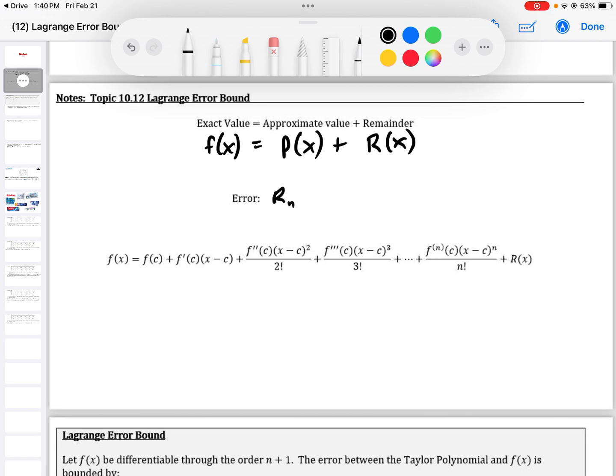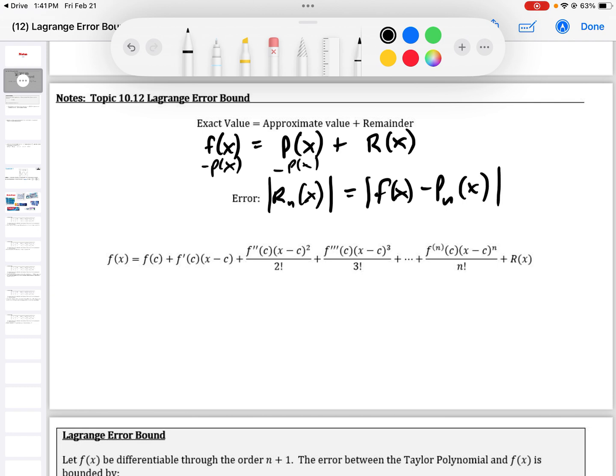So the error, if I solve this for r sub n of x, if I subtract p of x from both sides, is going to be the absolute difference of the original function and the Taylor polynomial of nth degree. The remainder is just the difference between the actual function and the approximation. So I'm going to write a little note. This is the actual value. This is the approximation. The difference in those two is our error, and we want to find an error bound for this.